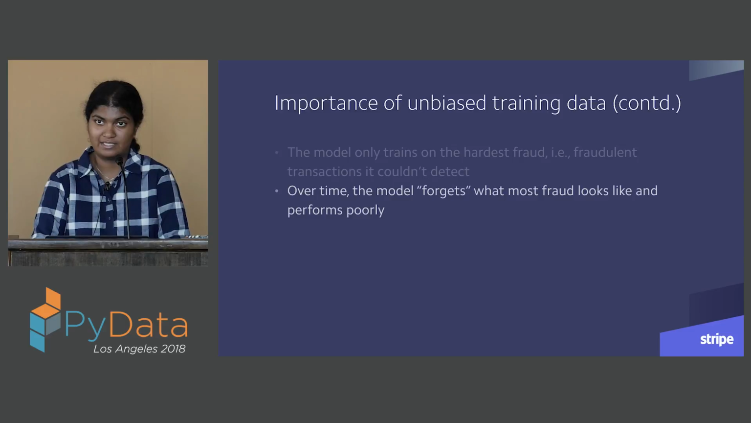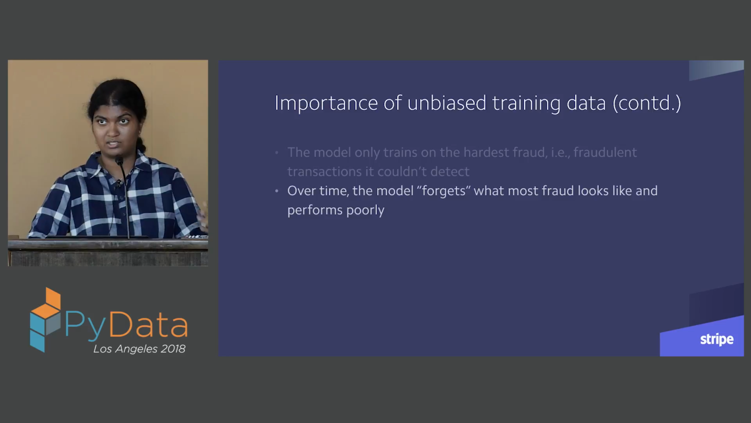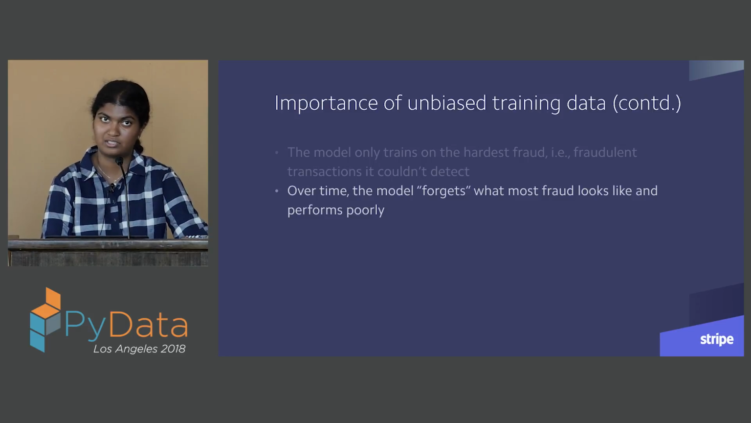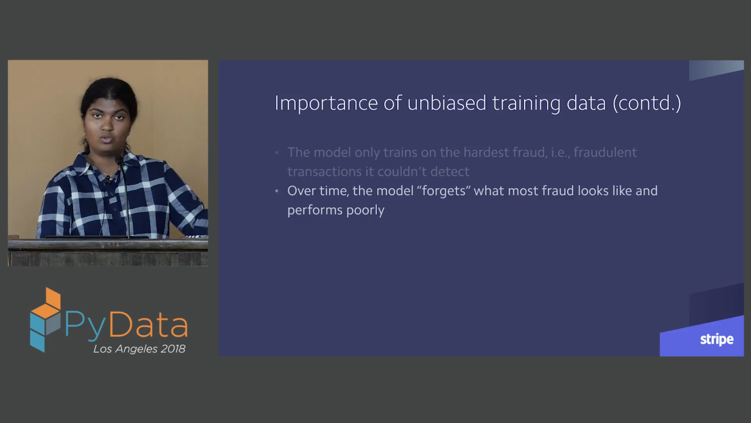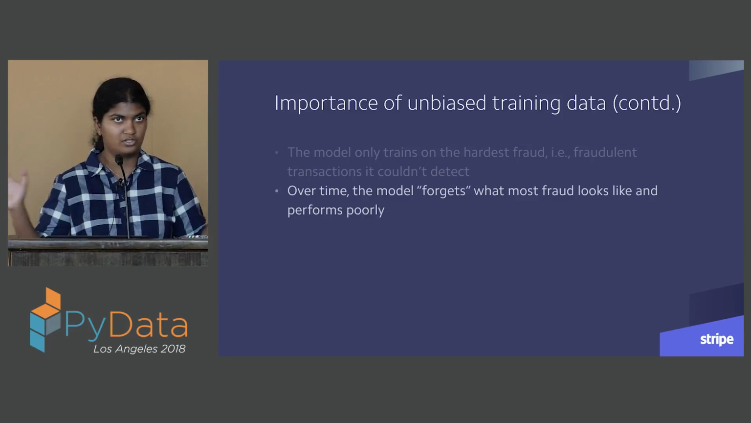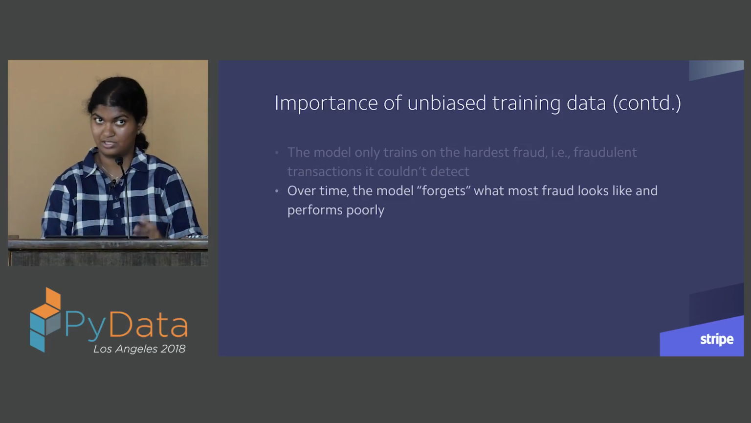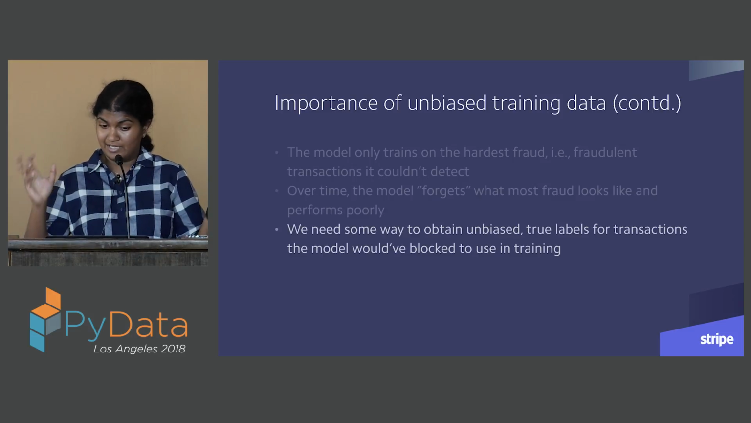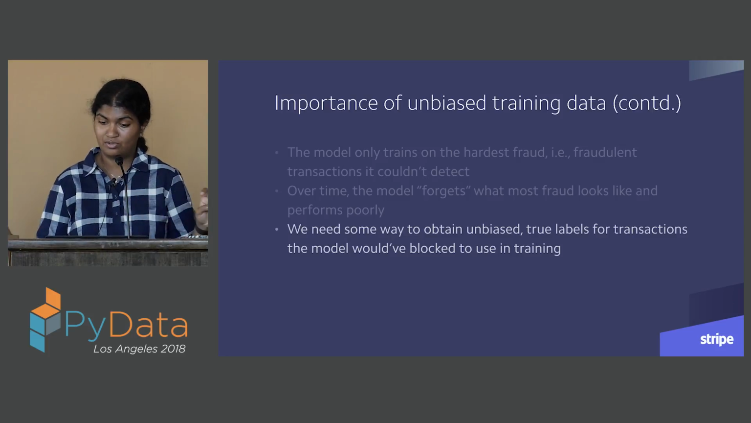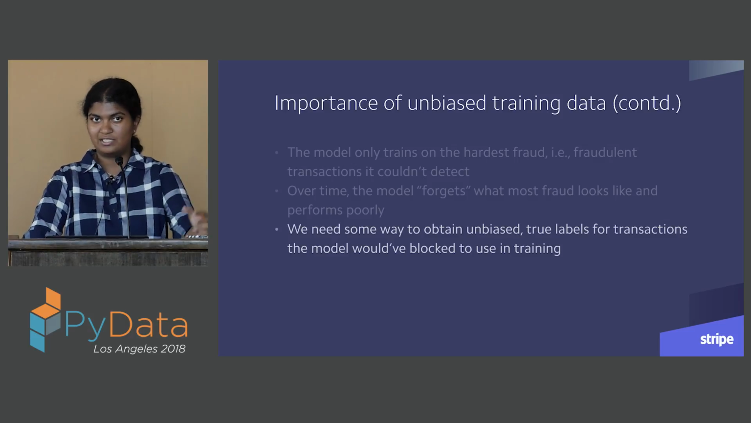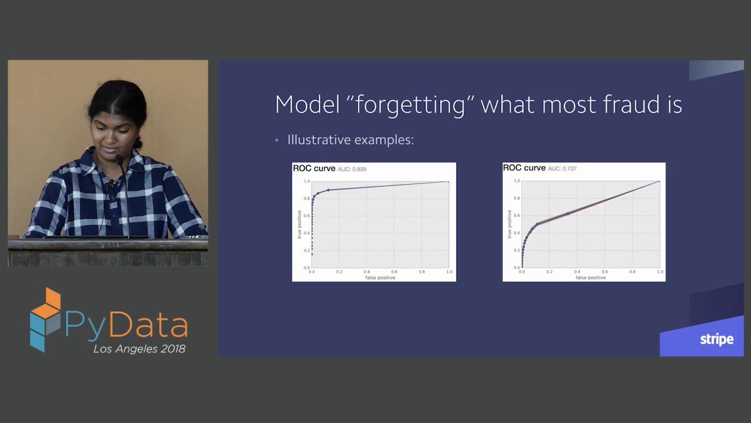And what ends up happening is that if you literally just use these transactions that you had labels for because the model let them through, over time the model forgets what easy fraud looks like, because you keep training it on only the really hard fraud that it let through because it couldn't catch. And over time, it just doesn't know what normal or easy fraud looks like and ends up not being able to catch it. And so we need some way to obtain labels for some of the more easy fraud that the model would have blocked, so that we can use these in training to keep our model more effective.